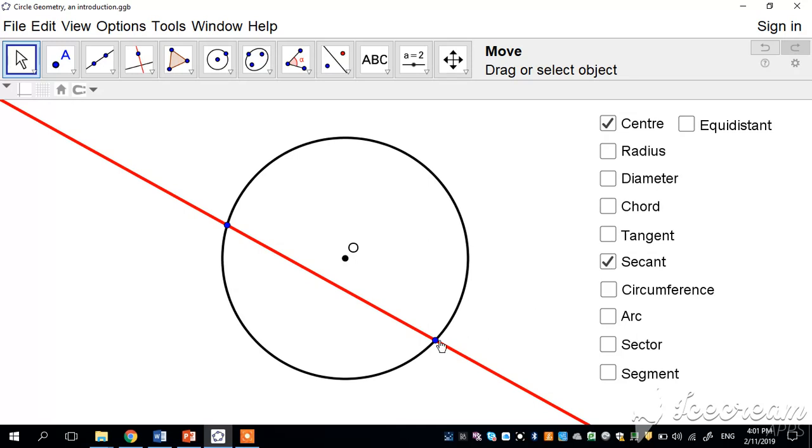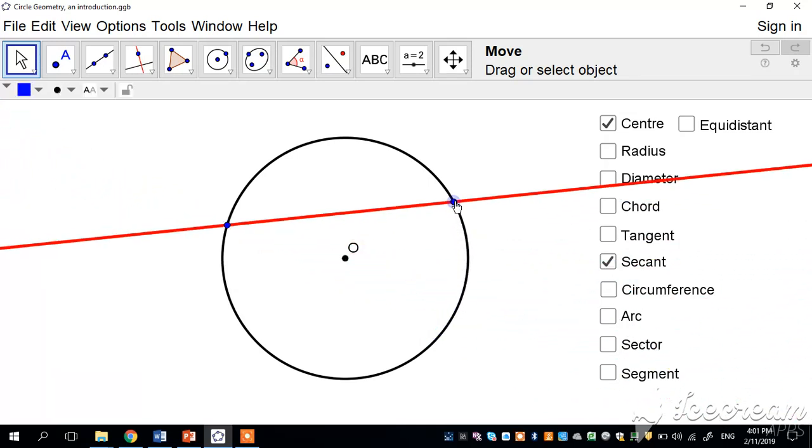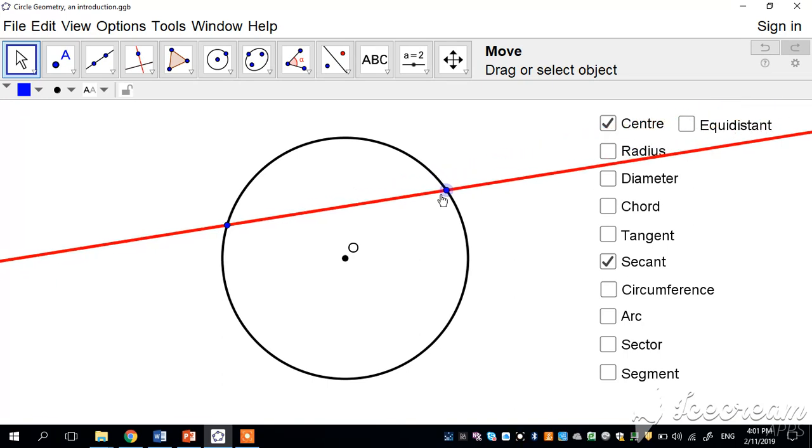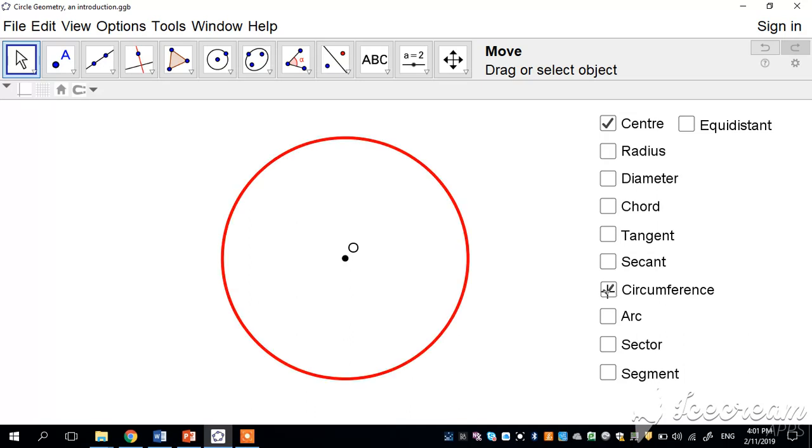A secant. A secant is a line that passes through a circle twice, or cuts through a circle at 2 points. All right, well, let's move on to a circumference. Circumference is the entire distance around the outside of a circle.